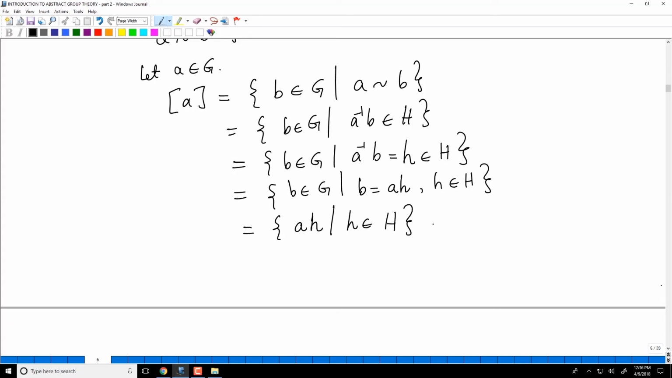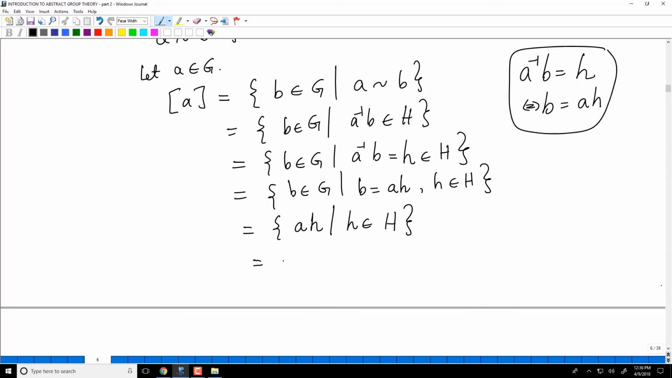So is this clear? All the equalities here. Originally these are all elements b equivalent to a. That means a inverse b is in H. That means a inverse b is equal to some small h, which is equivalent to, if a inverse b equals h, then b is ah, right? This is if and only if. So I'm going to rewrite this as b equals ah. But then I eliminate b from the description completely. So this is all ah where h belongs to H.